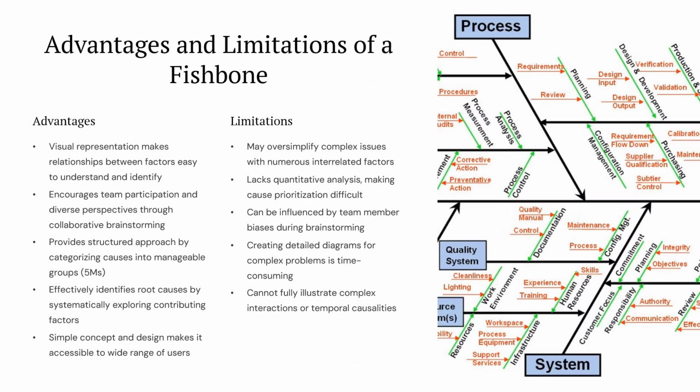Of course, there are advantages and limitations to using a fishbone. Visual representation makes the relationship between factors easy to understand and identify. They encourage team participation and diverse perspectives through collaborative brainstorming. They provide a structured approach by categorizing causes into manageable groups. They effectively identify root causes by systematically exploring contributing factors, and the simple concept and design make it accessible to a wide range of users.